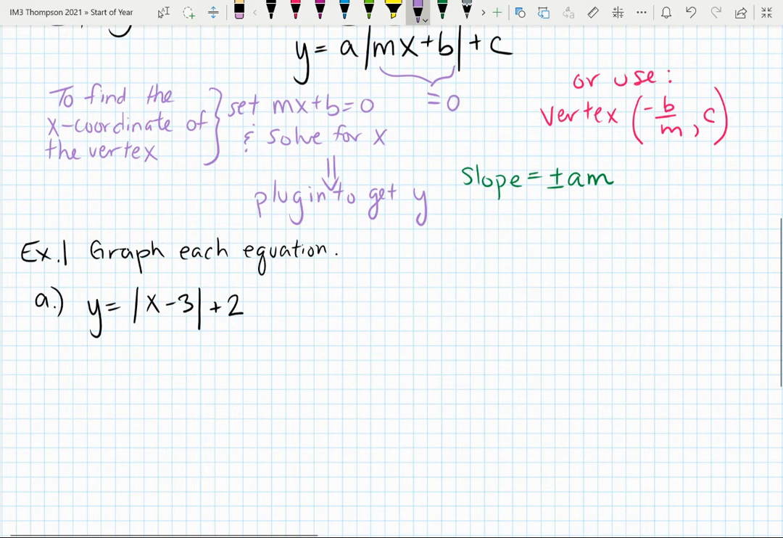All right, so to start graphing, I want to find the vertex. I typically use a combination of these two methods. I'm going to start off with the purple method because it is more conceptual, which I think is a good thing. So what I'm going to do is take what's inside the absolute value brackets and set it equal to 0. So I have x minus 3 is equal to 0. And then I solve for x.